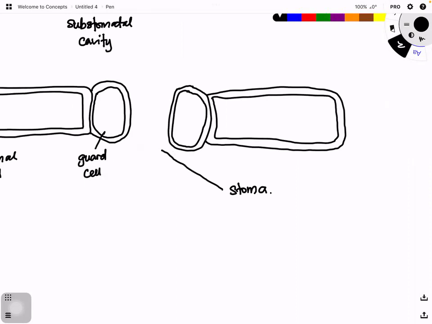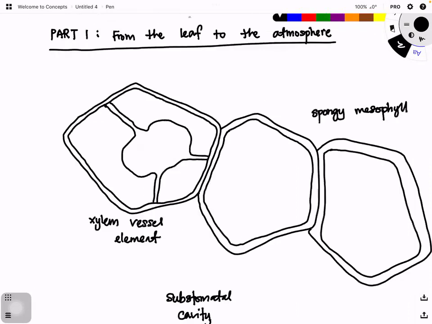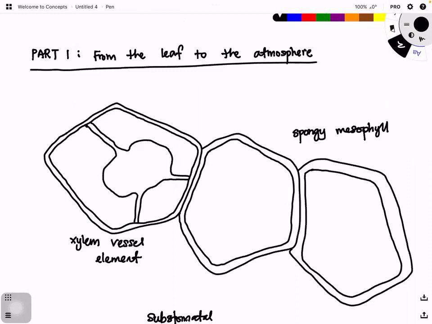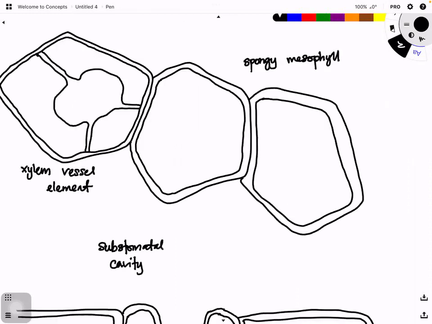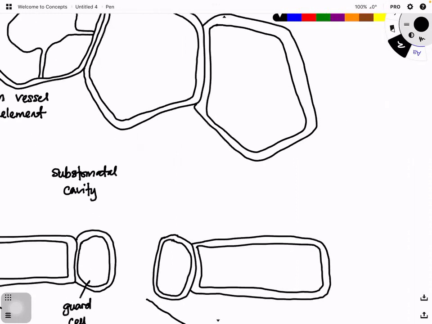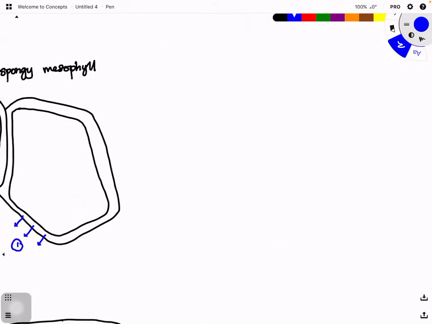So now, the process of the movement of water from the leaf to the atmosphere. Generally we need to know that because of the spongy mesophyll cells, at the cell wall of the spongy mesophyll, the water molecules actually evaporate. So this is process number one. What is process number one? Look, process number one is evaporation.